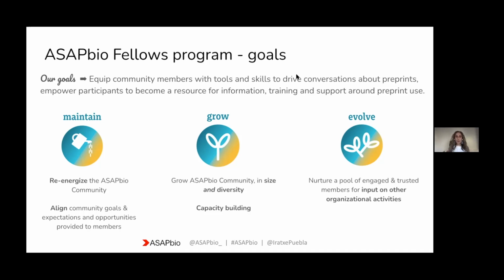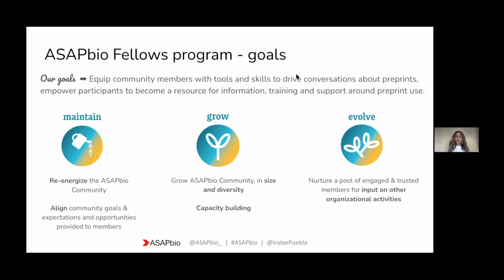But in terms of the areas where we were hoping that the Fellows program would help us with our community, there was obviously the element of maintaining the community. We were quite interested in re-energizing the community. There has been perhaps a decrease in engagement, so we thought that the program would give us some opportunities there.